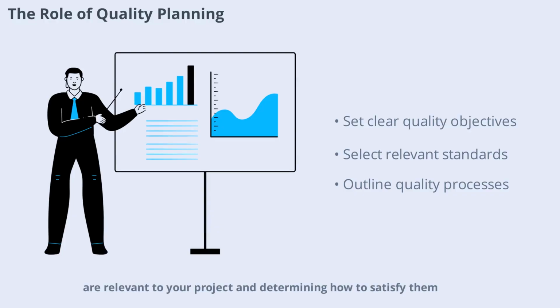Quality planning is the process of identifying which quality standards are relevant to your project and determining how to satisfy them. It's a proactive approach, setting the foundation for quality before any work begins. During this phase, you'll define quality objectives, select standards, and outline the processes and tools needed to achieve them. By planning for quality, you reduce the risk of costly rework and ensure everyone is aligned on what success looks like. This step is essential for building trust and confidence among stakeholders.